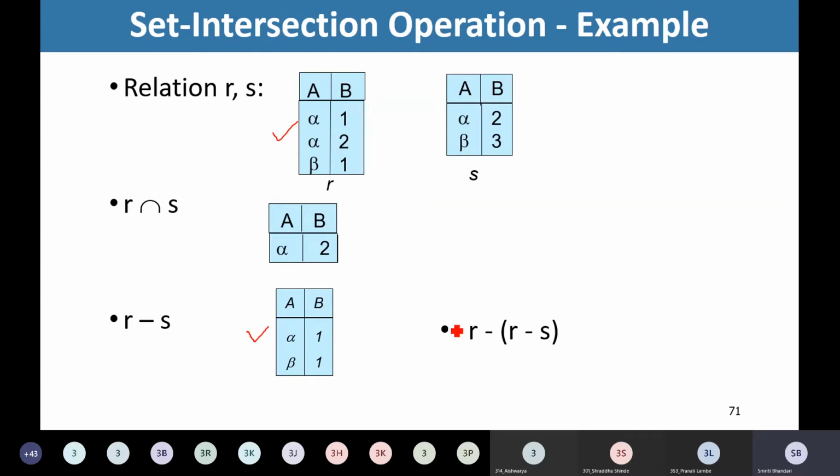And now we want to have a set difference between this R and R minus S. So what would be the result? Alpha 2. Yes, correct. Alpha 2. So this is how we can prove that this R intersection S is equivalent to R minus S. Right?